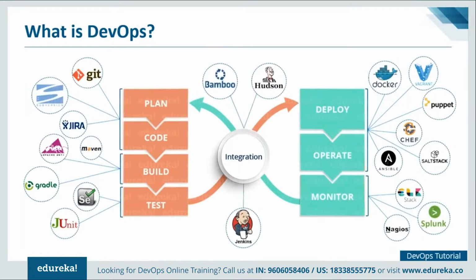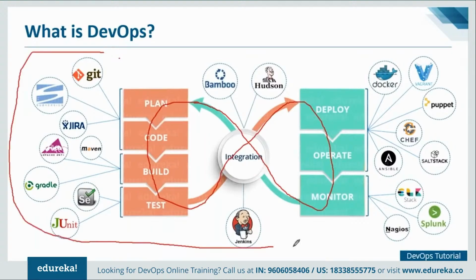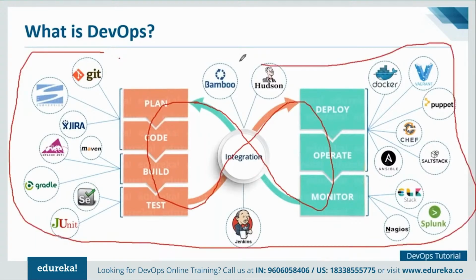And how does this happen? This happens because of various stages and tools involved in DevOps. So here is a diagram which is nothing but an infinite loop, because everything happens continuously in DevOps, guys. Everything, starting from coding, testing, deployment, monitoring, is happening continuously. And these are the various tools involved in the DevOps methodology.